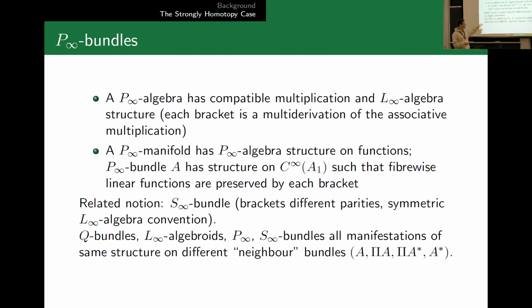So this means that we have these four different manifestations of the same structure on all these different neighbor bundles. We can take our original bundle, we can dualize, and we can parity reverse, and this gives us all these different neighbors. And basically all of these different structures manifest in these different ways, but we can see all the relationships between them quite clearly. And that's on the level of objects. So then we just ask: what about maps between these objects?